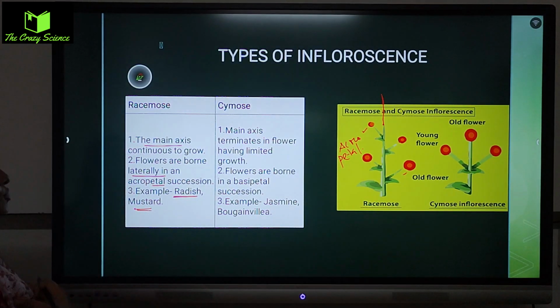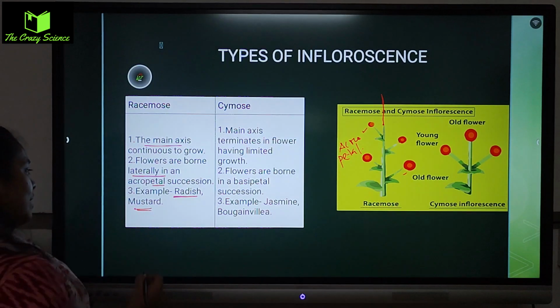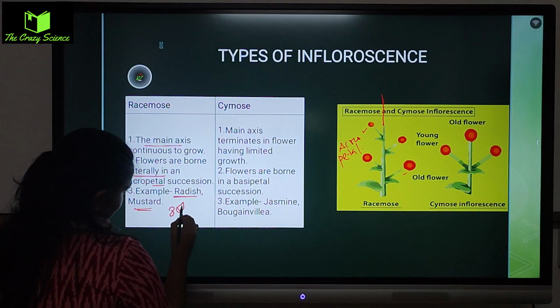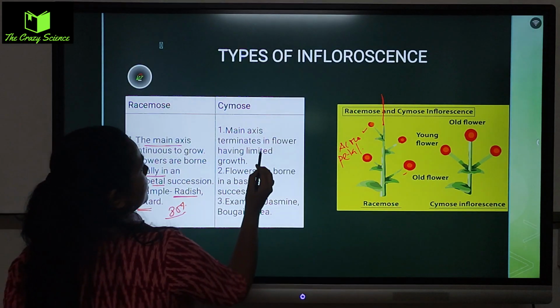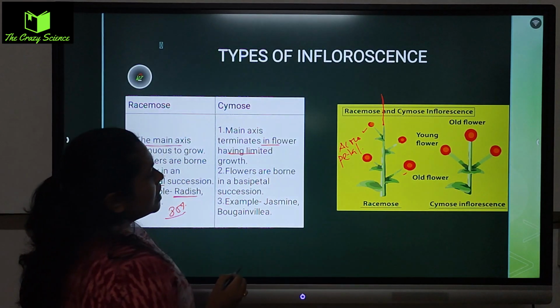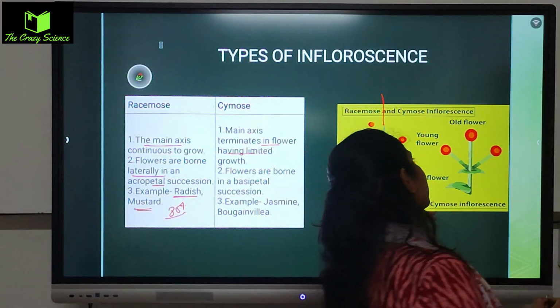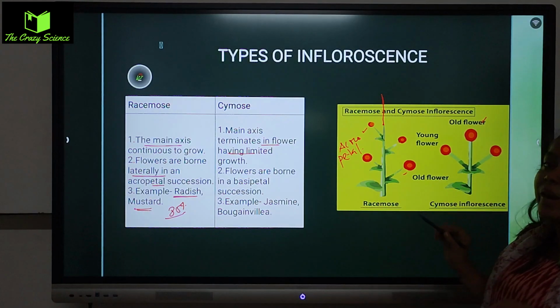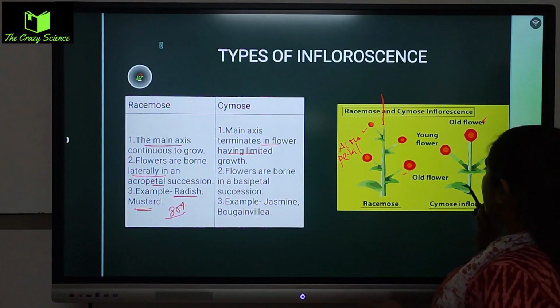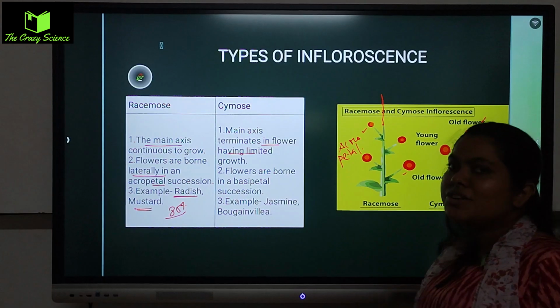In these we can see racemose, and more than 85% of the plants are racemose. Whereas in cymose, the main axis terminates in a flower, so their growth here is limited, because you can see the old flower will be grown in the upper part, whereas the younger flowers will be grown on the lower branches.